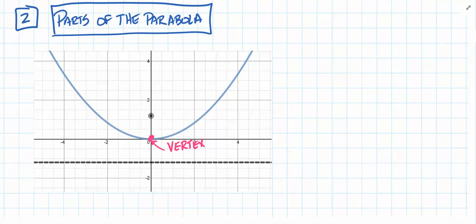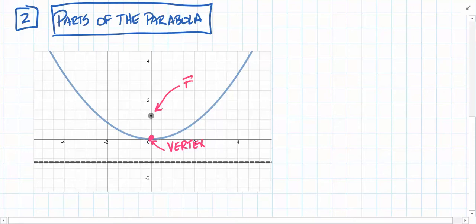The second thing we have to talk about is that every parabola is going to have a focus, which is this point over here, and every parabola is going to have a directrix, D-I-R-E-C-T-R-I-X, and that is going to be a line. The directrix is always a line, the focus is always a point. And then we have to define some things about these.